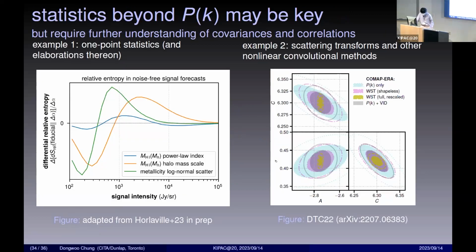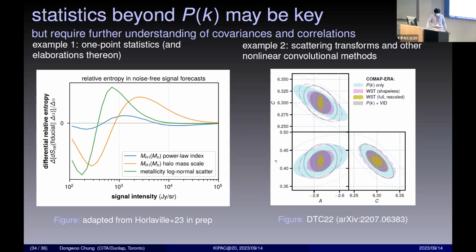Let me just finish off by talking about statistics beyond the power spectrum. The C2 forecast paper, when it comes out, hopefully later this month, will have some discussion of one-point statistics, because that's something the line intensity mapping theorists are now really into in terms of probing non-Gaussianity. However, the other thing you can think about, of course, in terms of probing non-Gaussianity is all these nonlinear convolutional methods. On the simpler side, there being these wavelet scattering transforms.